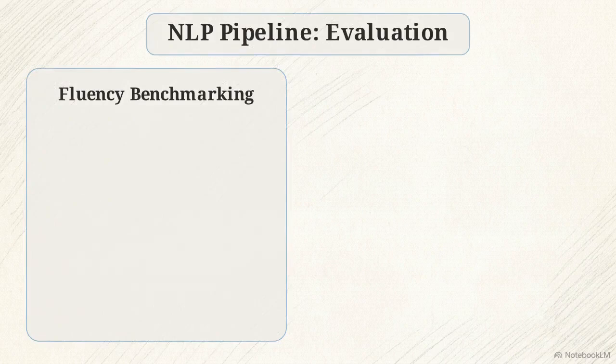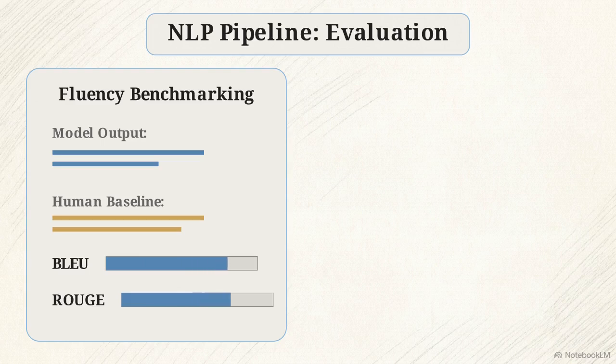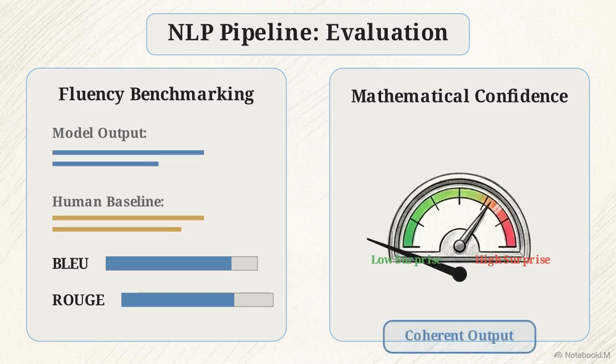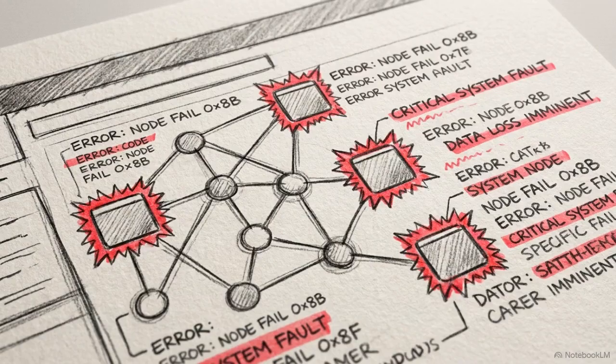This dashboard tracks evaluation metrics. Engineers use BLEU and ROUGE scores to measure fluency against human baselines and monitor internal confidence with the perplexity score gauge. Perplexity calculates a model's surprise at its own text. A lower score proves mathematical confidence, yielding higher coherence. Engineers combine these metrics with human-in-the-loop and adversarial evaluation techniques, actively attacking the model to uncover weaknesses, biases, and hallucinations.